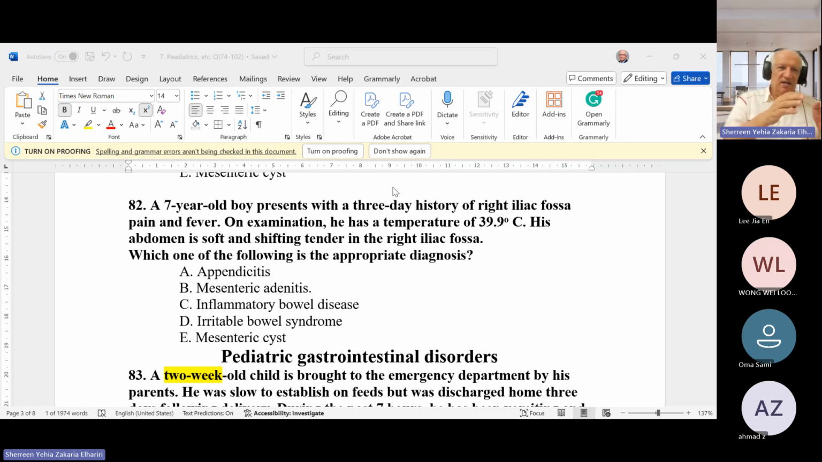If the tenderness is moving, we call it mesenteric adenitis. It is inflammation of the mesenteric lymph nodes, and as we know, the mesentery is moving. So shifting tenderness is diagnostic of mesenteric adenitis. Mesenteric adenitis is a bacterial infection, usually due to a sore throat. The baby swallows the bacteria and it causes irritation of the abdomen. This is why we call it mesenteric adenitis. In some books, the causative organism is Yersinia. So it's very, very important to know.